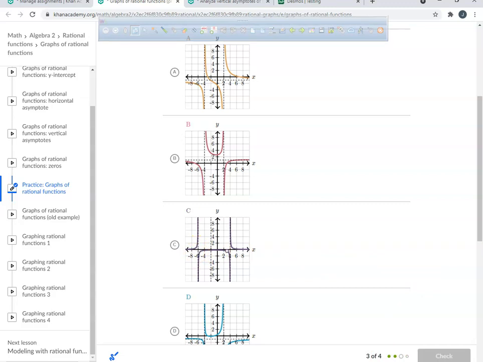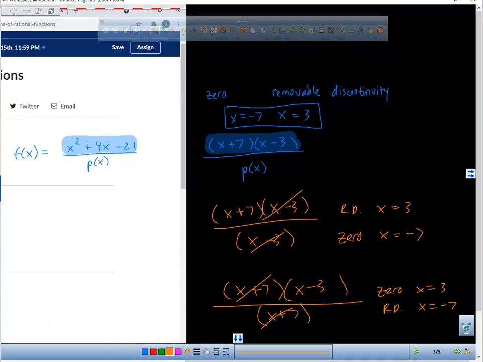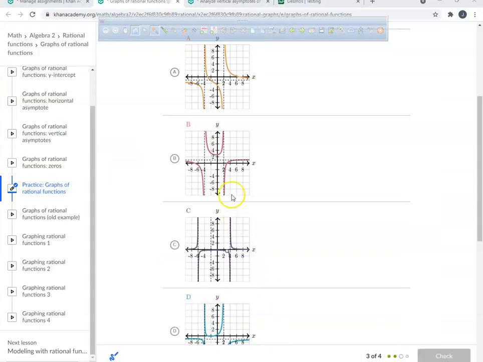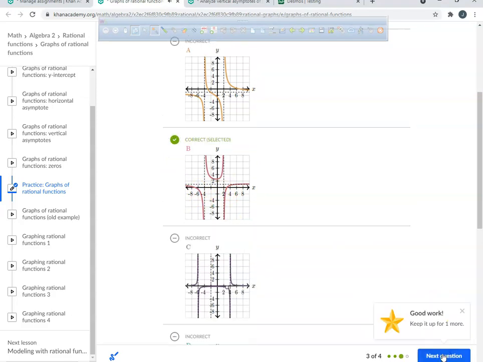Okay, so let me go back to my work. 3 or a negative 7. So I'm going to say 0 there, 0 there. I'm going to choose B. Okay, so I had to search for that. There was a removable discontinuity at a 3, but what else could there have to be? Either a removable discontinuity or a 0 at the negative 7.